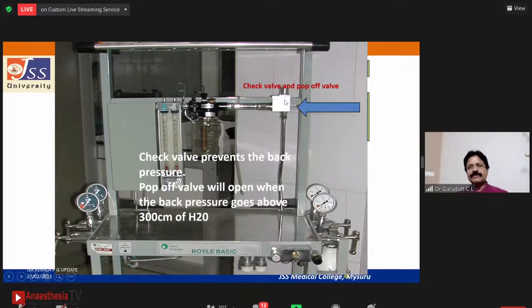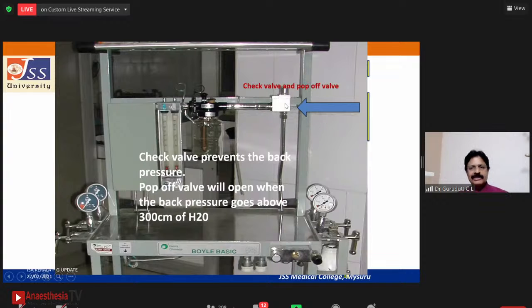Many of the students, when we ask about what this is, may not be able to answer. So you just see here, this is a check valve and a pop-off valve. In modern workstations also, in GE machines, we do have a check valve. In Drager machines, we don't have the check valve. And the pop-off valve, or in the modern workstations, is called the high pressure relief valve. The high pressure relief valve is present in both GE and in Drager machines.